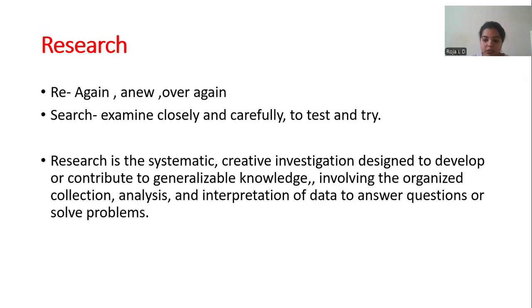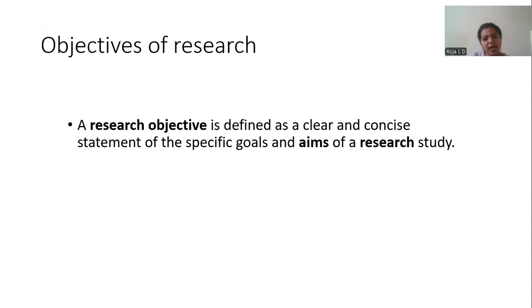I hope you understood the topic. A research objective is defined as a clear and concise statement of the specific goals and aims of a research study. In a simplified manner, if you want to understand the objectives of research: what is the aim of your work? Why are you doing your work? So that is the objective of the research work. For some purpose you are doing that research work. That is known as the objective of research.